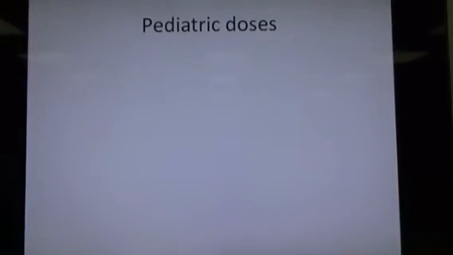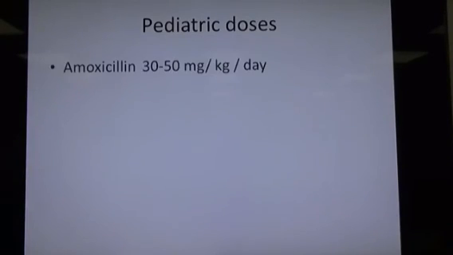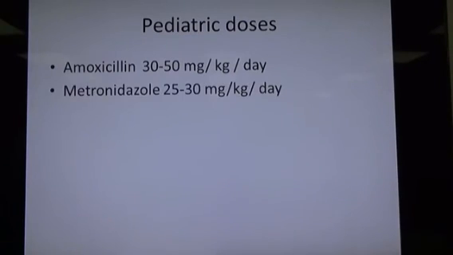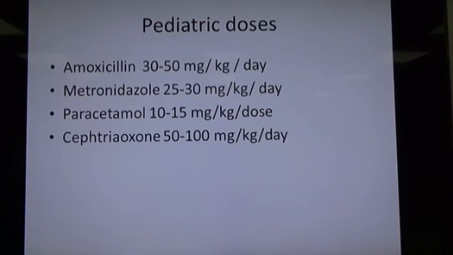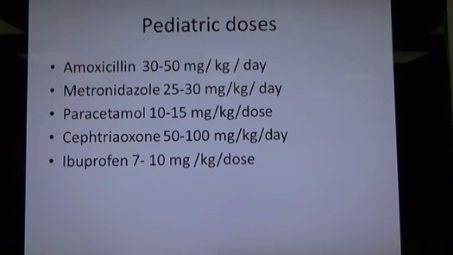Then some of the pediatric doses for commonly used medicines: amoxicillin 30 to 50 milligram per kg per day, metronidazole 25 to 30 milligram per kg per day, paracetamol. Now see the difference, per kg per day and per dose: 10 to 15 milligram per kg per dose. You can give paracetamol 4 doses daily. Ceftriaxone, that is Rocephin, commonly available injectable third generation cephalosporin. You can give 50 to 100 milligram per kg per day. Ibuprofen 7 to 10 milligram per kg per dose.